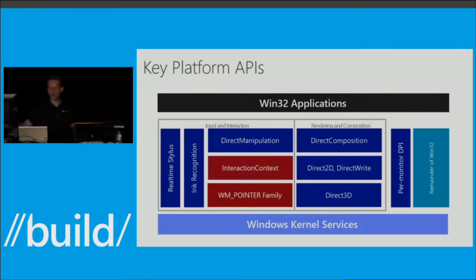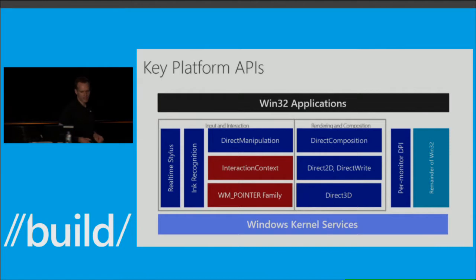Now, the next layer up is interaction context. And here, if you actually want to start taking the raw pointer input stream and disambiguating between gestures such as press and hold and tap, interaction context makes that very straightforward. And then at the top of the stack on the input side, if you want to consume entire manipulations such as panning and zooming and have the system handle those for you, direct manipulation is available. And we'll talk about these in more detail later on.